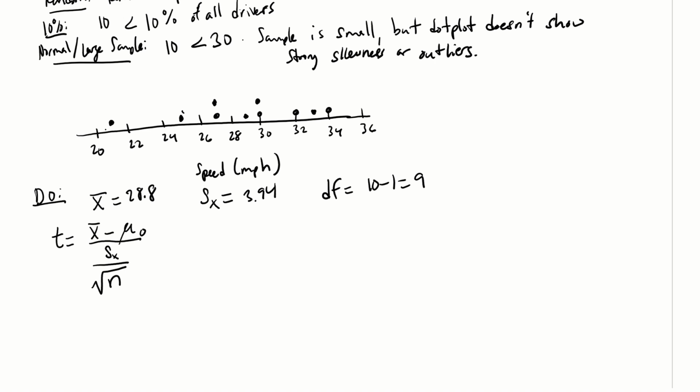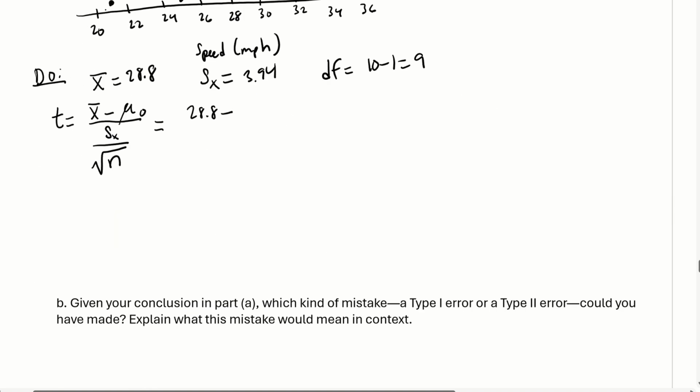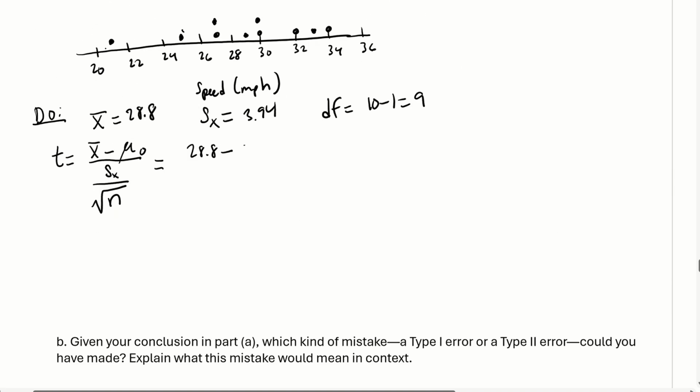Okay, so let's calculate that. So x bar is 28.8 minus, now the null value is 25, right? That's the hypothesis. It was 25, over 3.94 divided by the square root of 10. Okay, if you calculate that, you get about 3.05 for your t-score.